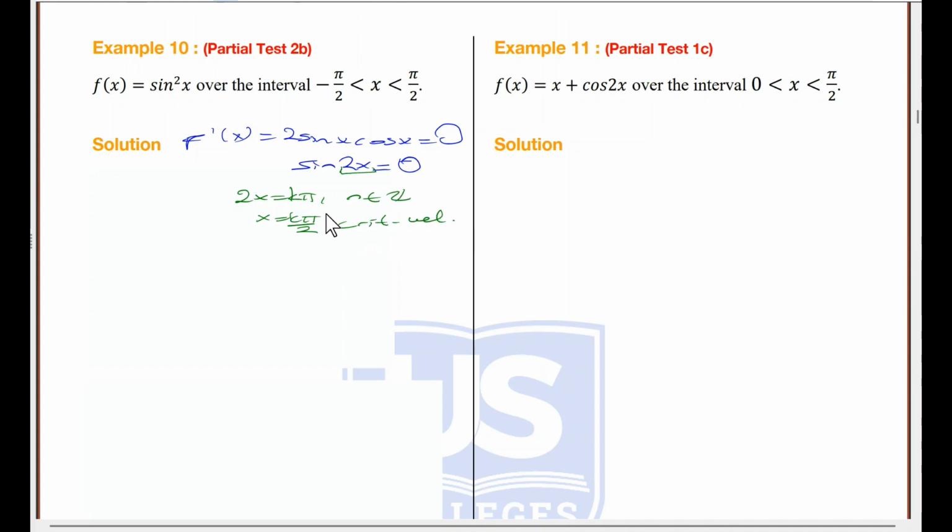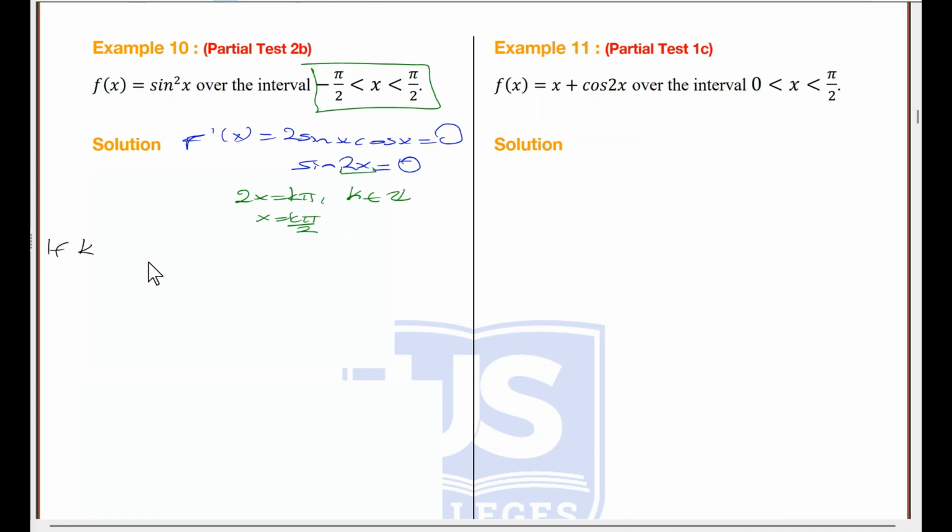This is the general form of finding the critical value, but to find specific critical values, we have to look at the given interval. This interval is important, so our critical values will fall in this interval. How do you find the suitable x values that fit in this interval? Let's try some numbers. We know that k is an integer value, so we give some integer values.